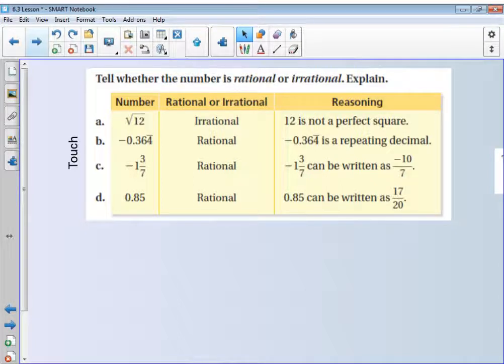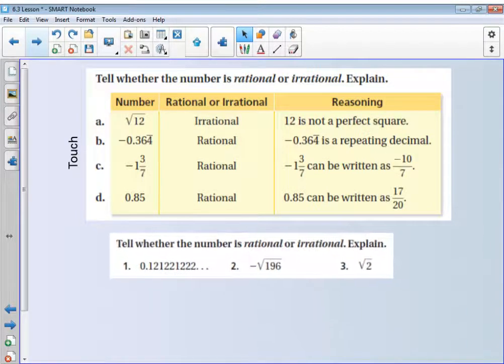Okay, so we're going to go ahead and have you guys try these 3. So it says, tell whether the number is rational or irrational and explain why you chose that. So go ahead and pause your video. On your whiteboard, write 1, 2, and 3, and then identify whether you think these are rational or irrational, and you can just use R for rational and I for irrational, and then check back on your video when you're finished.